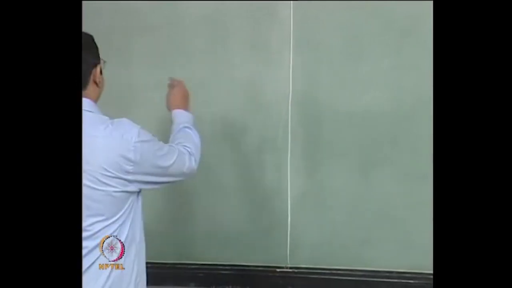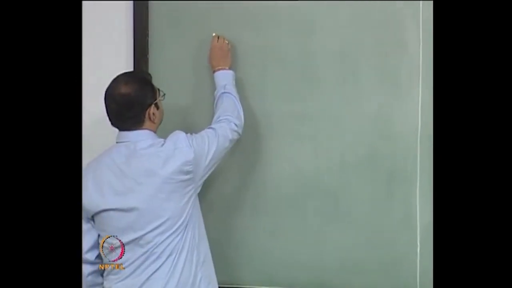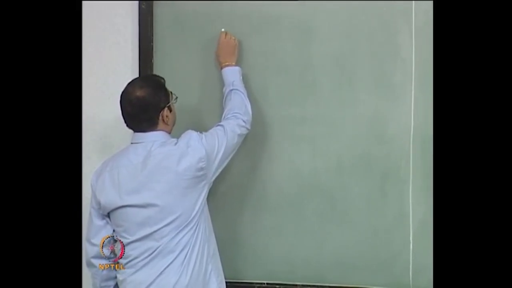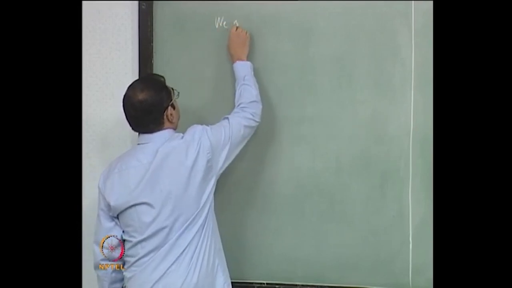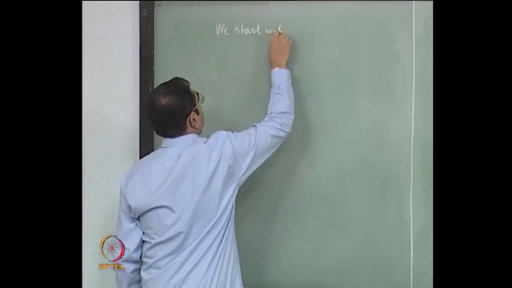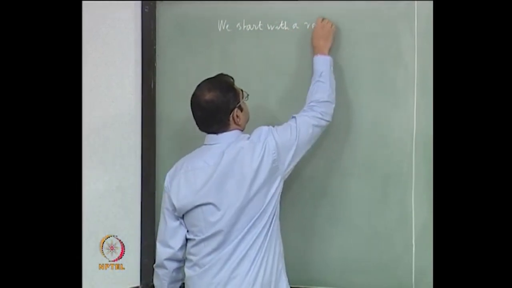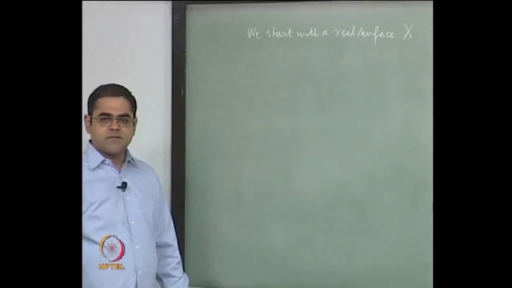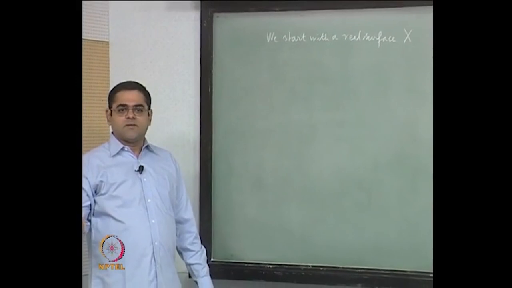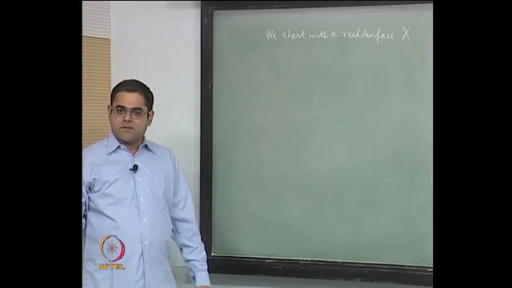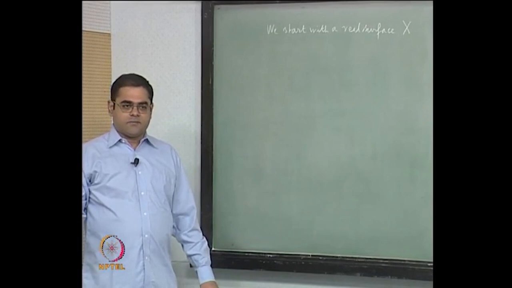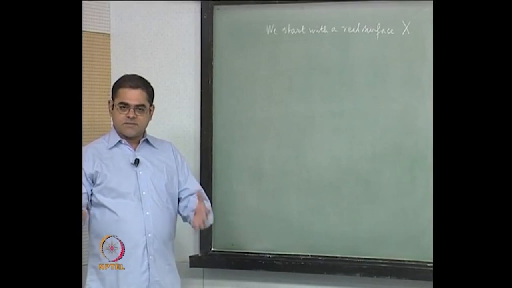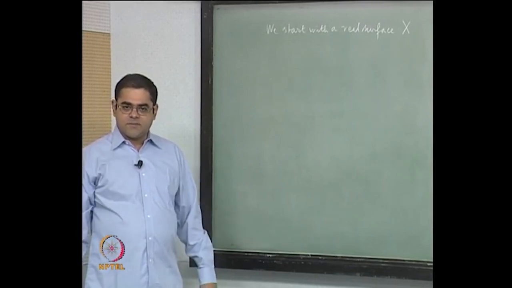So you recall that we started with a real surface X. This is a surface which for the moment is one that we can visualize in 3-space, for example the plane or the cylinder or a torus or the sphere. These are all surfaces that you can imagine in R3, in 3-space.